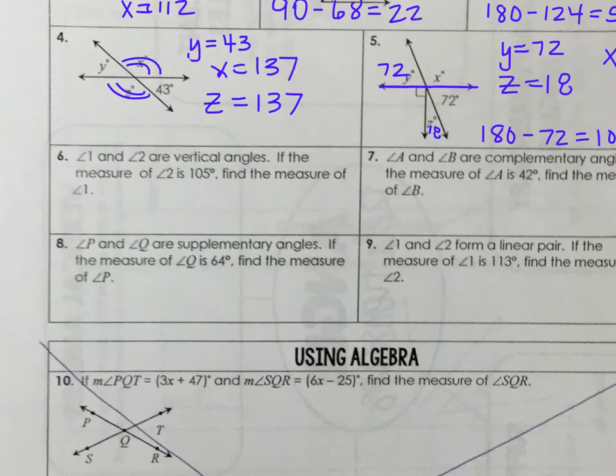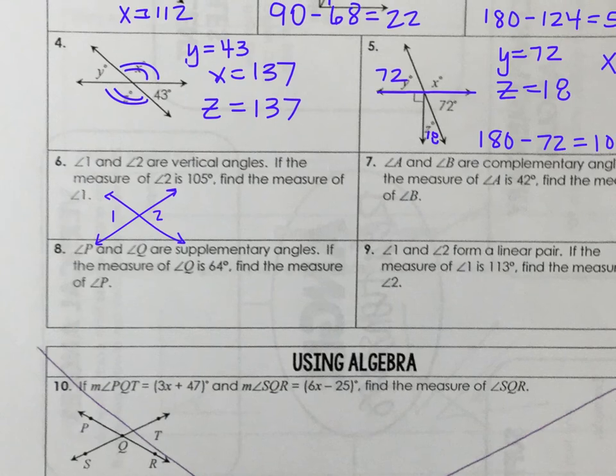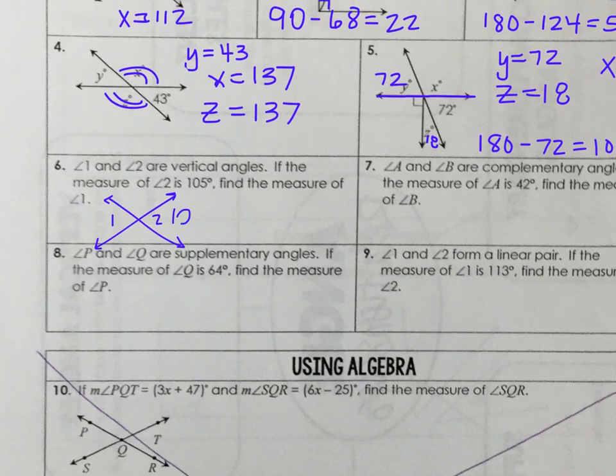All right, number 6 has words, but it's not evil. We're going to draw a picture. It says that angle 1 and angle 2 are vertical angles. So I'm just going to write a 1 and a 2. So they're vertical. If the measure of angle 2 is 105, how much is angle 1? Well, they're congruent, so it's 105.